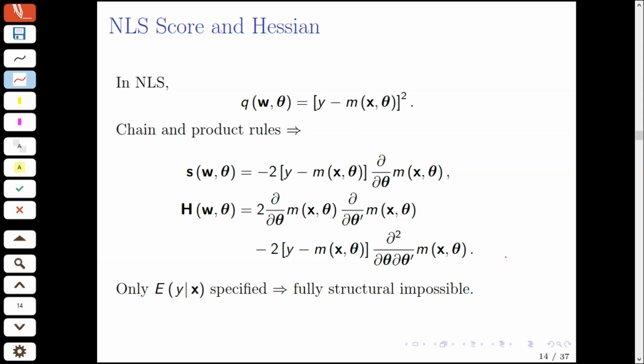Now, before diving into further calculations, let me just stress that our nonlinear regression model is not a model for the entire conditional distribution of y given x. Only one feature, its conditional mean. For this reason, the fully structural approach is in this example not possible, and I won't mention it further.